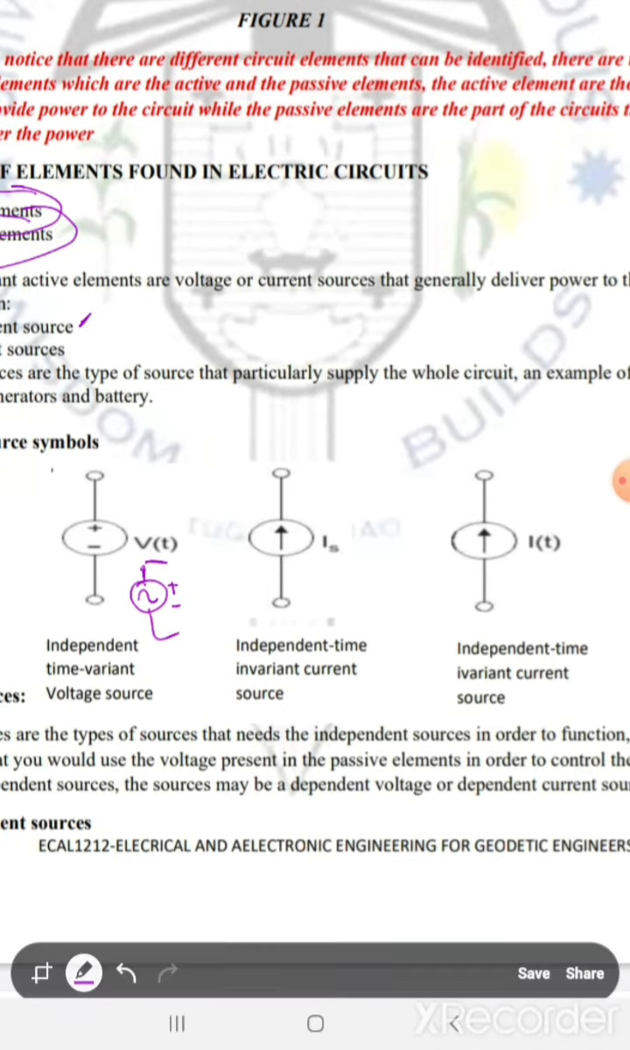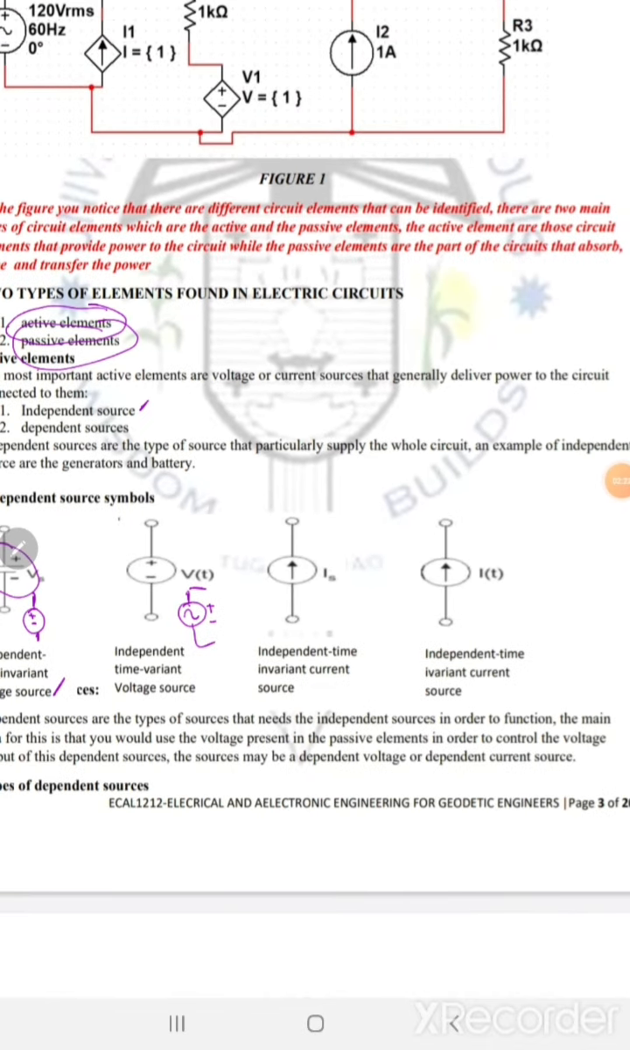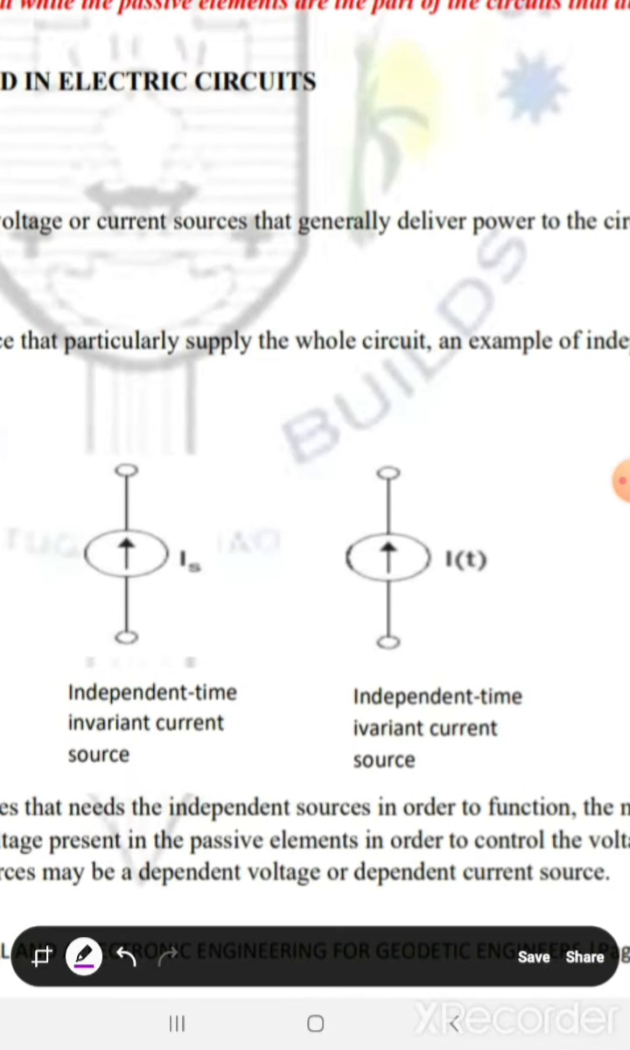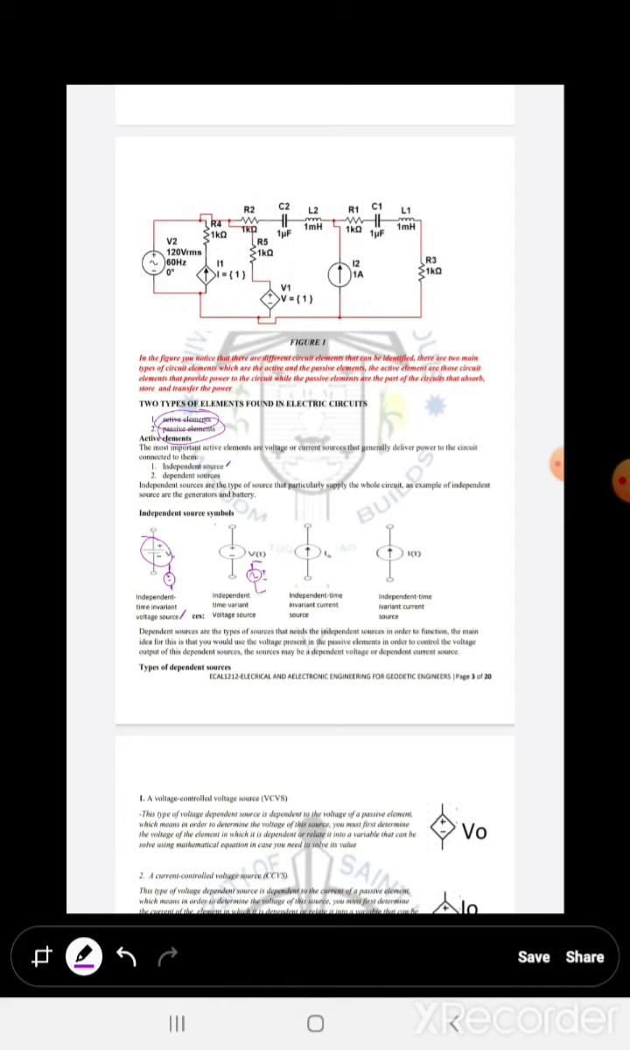And then we have our independent time invariant current source. This type of current source is not dependent on time. Therefore, it is also a DC source. Next is the independent time variant current source. This is an AC source because it changes with time. So, pag constant yung current, yung magnitude ng current at voltage, ibig sabihin nun, that is a DC current or DC voltage.